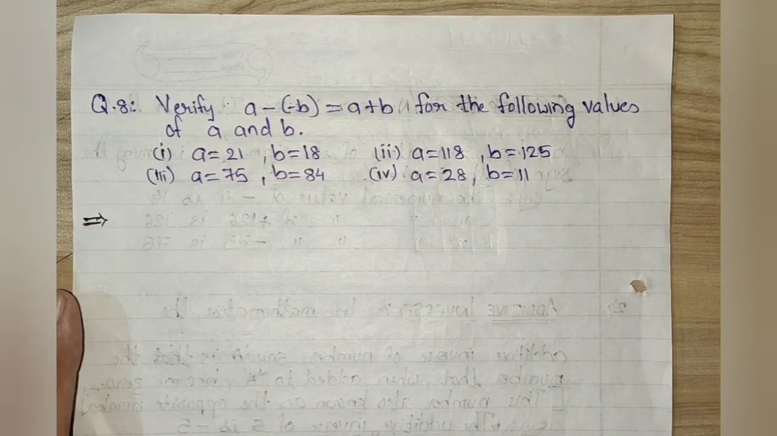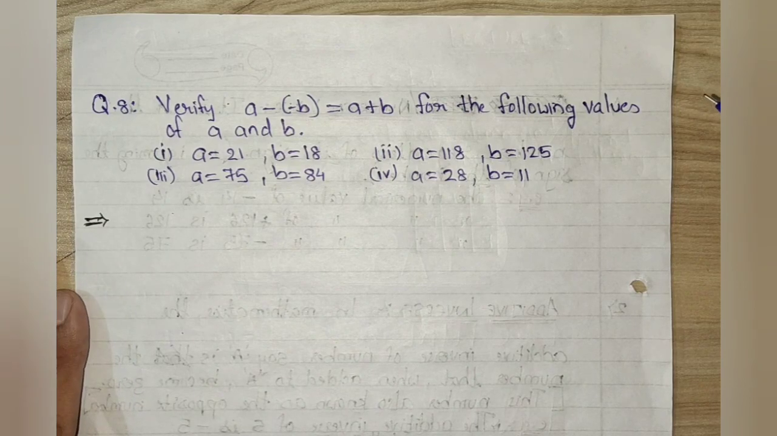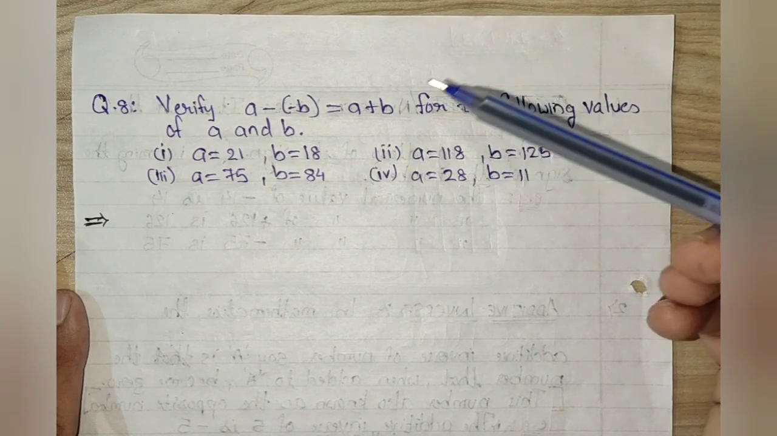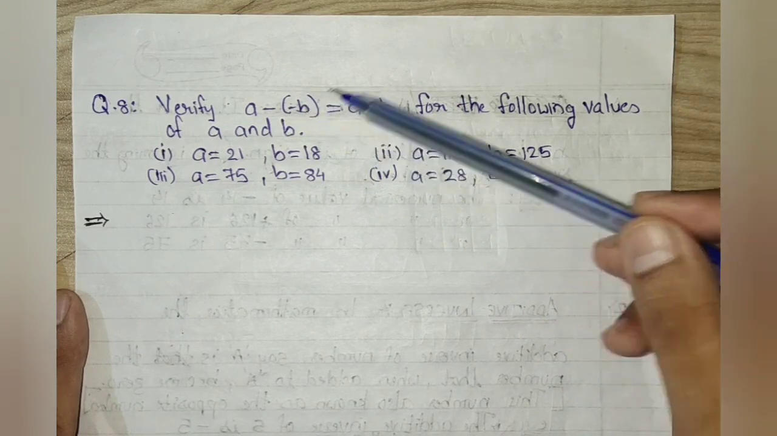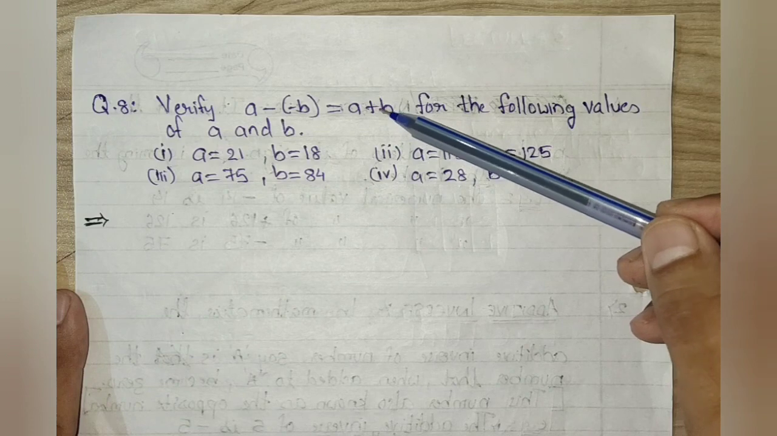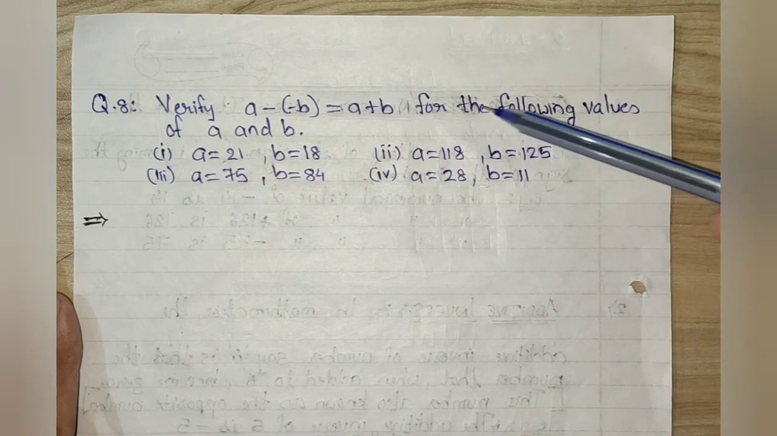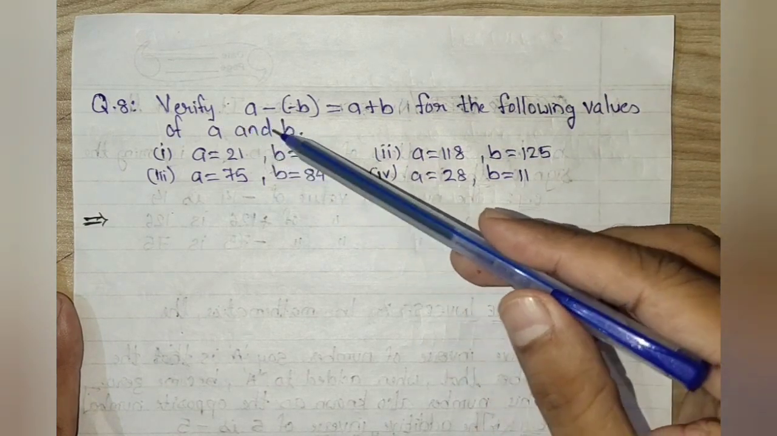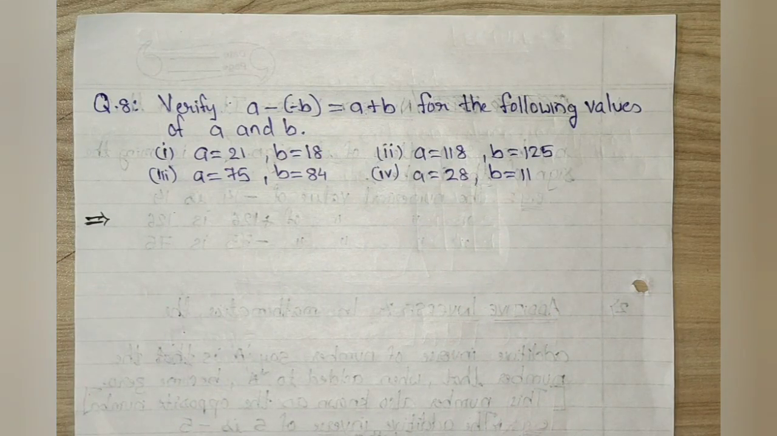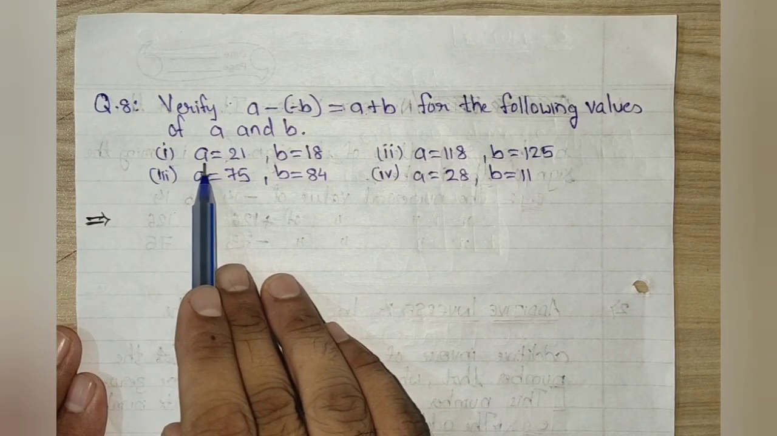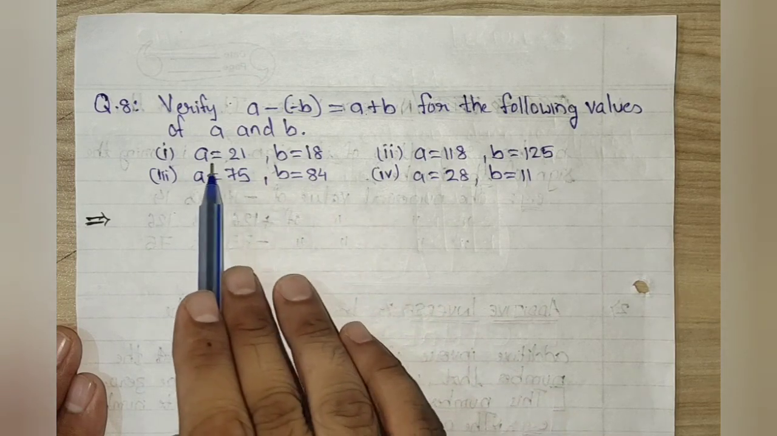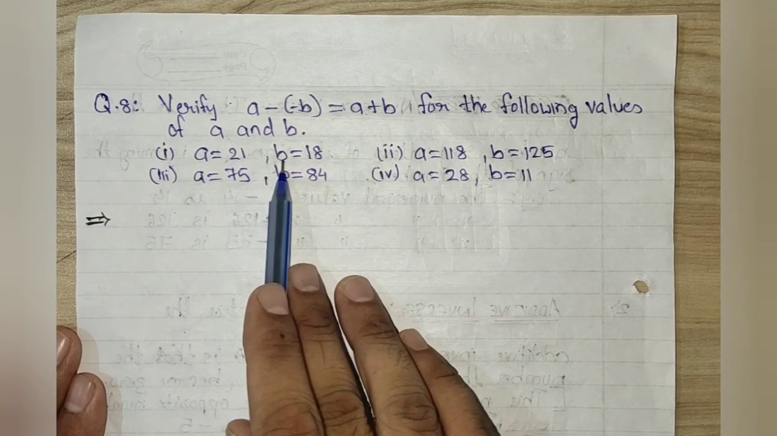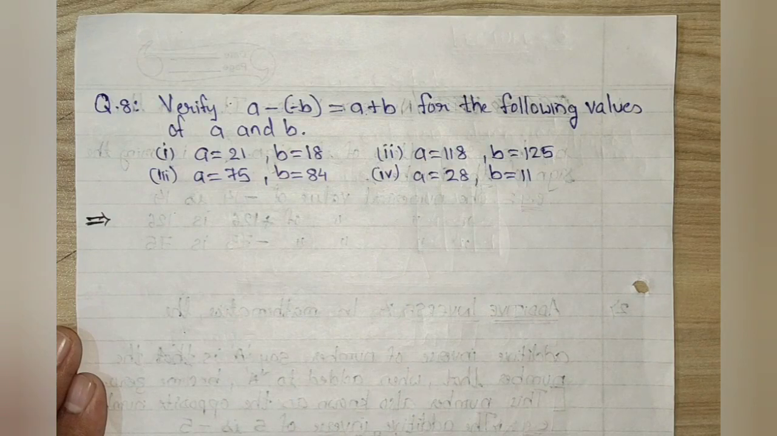Now students, let us start with the new question, question number 8. Let me read it out first. Verify a minus into bracket minus b is equal to a plus b for the following values of a and b. Students, what are they telling us to do? They have given us 4 questions. In each case, they have given us the values of a and b.